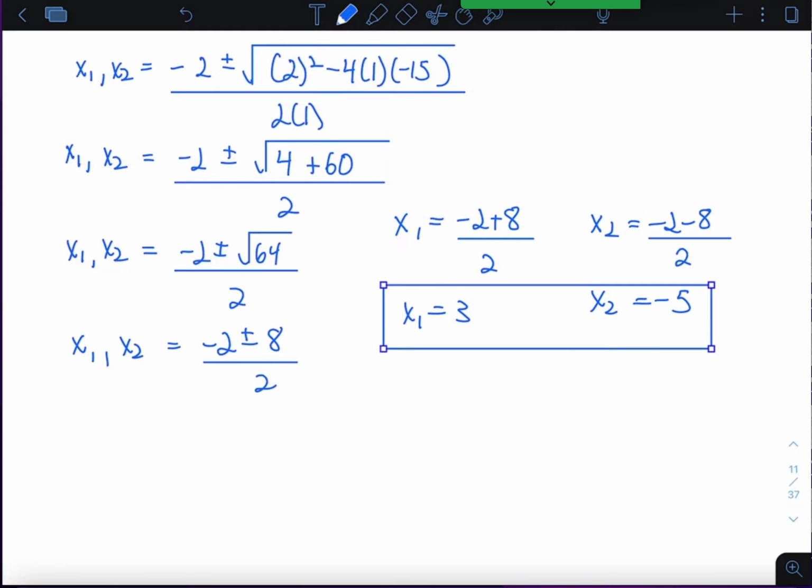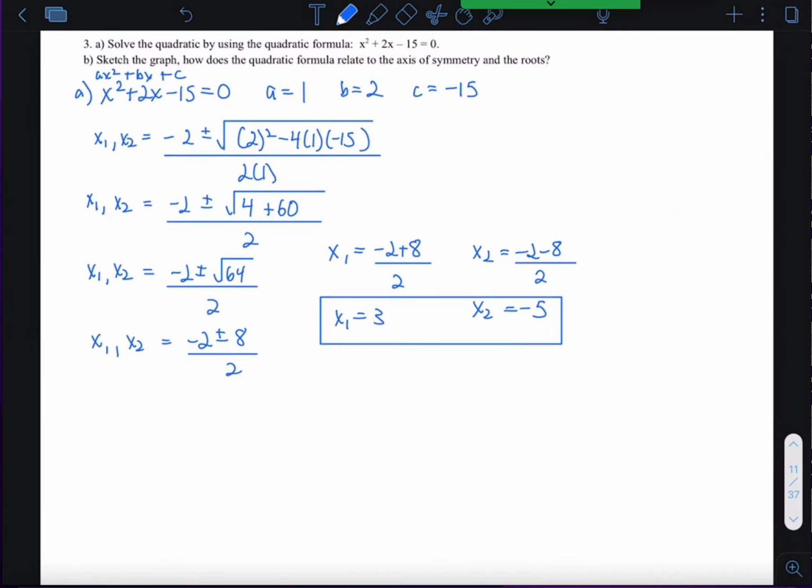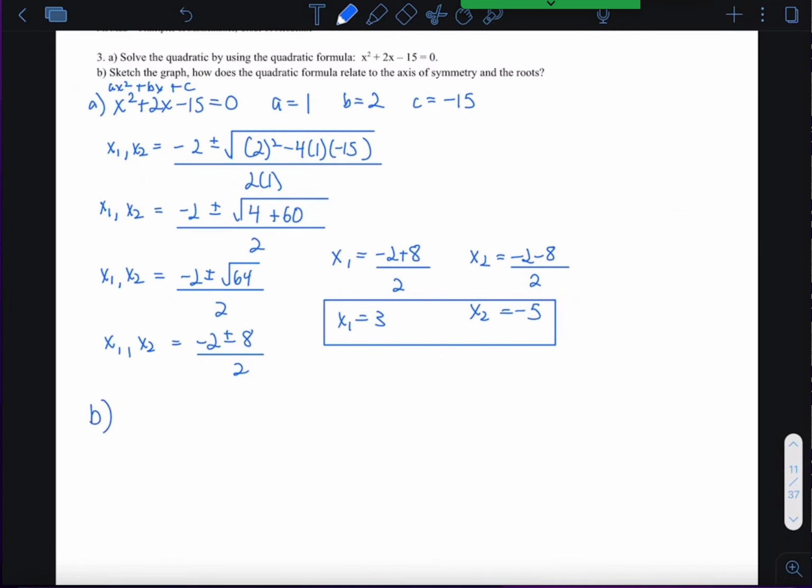Okay, but now consider the fact that we can't maybe factor the next question. We might have to use the quadratic formula because completing the square from the beginning just takes too long. Okay, so it says sketch the graph, and how does the quadratic formula relate to the axis of symmetry and the roots? And by roots, remember, we need x-intercepts.